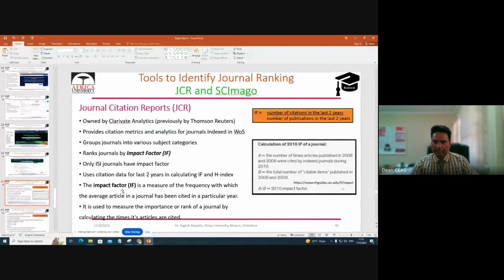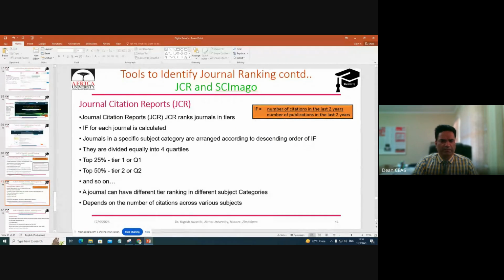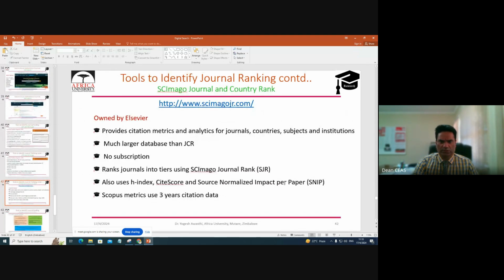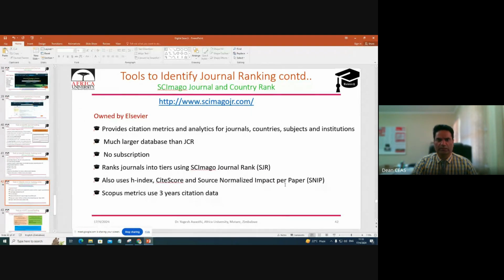Okay, I think I'm at the last now. So Journal Citation Report, JCR, impact factor. How can we calculate the impact factor? The impact factor formula is: number of citations in the last 2 years divided by number of publications in the last 2 years. So that is the way we can calculate these citations. I already discussed the Q1, Q2, Q3 mathematics, so no need to discuss them.